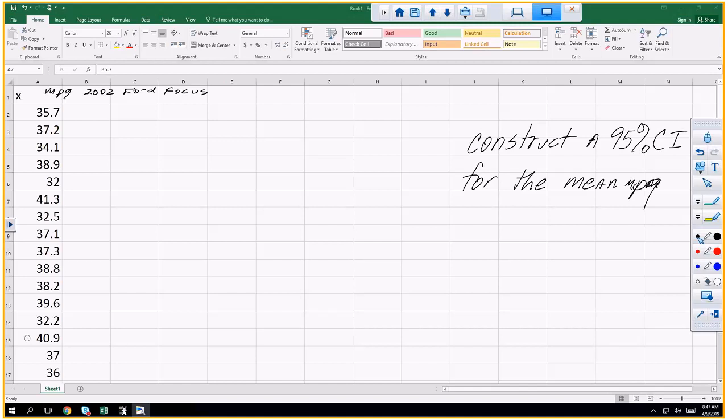So first of all, 95% means that alpha is equal to point what? 0.05. Therefore, alpha over 2 is equal to 0.0250. So what are you going to find? You're going to find your t-value, for 0.0250.